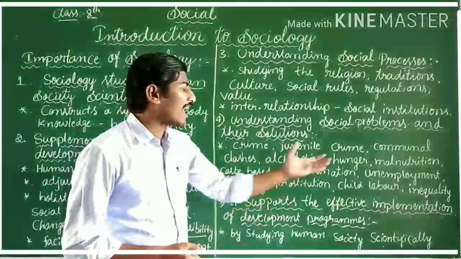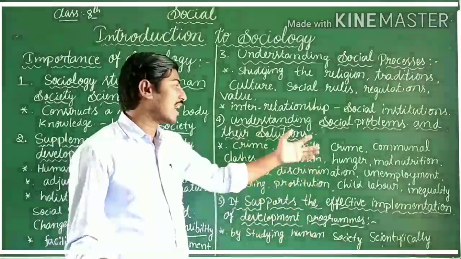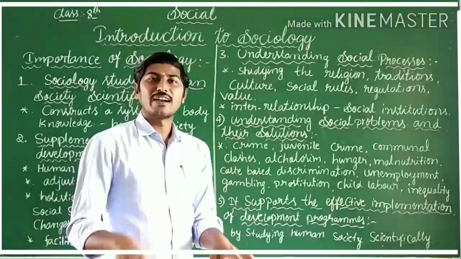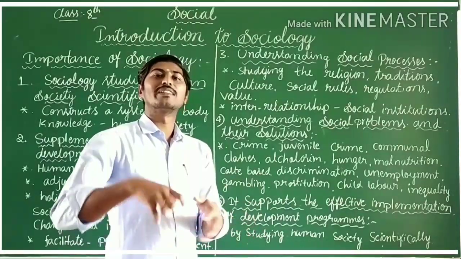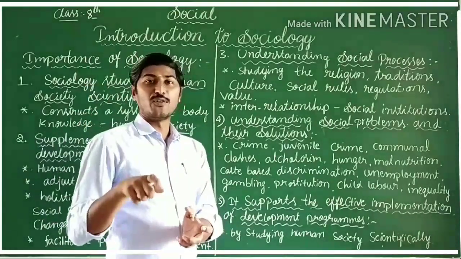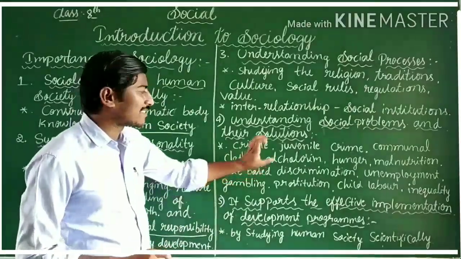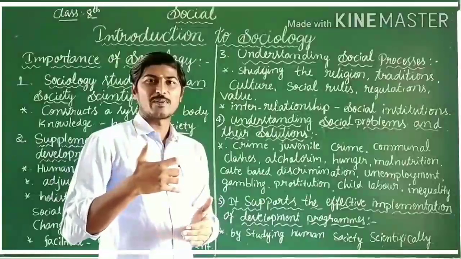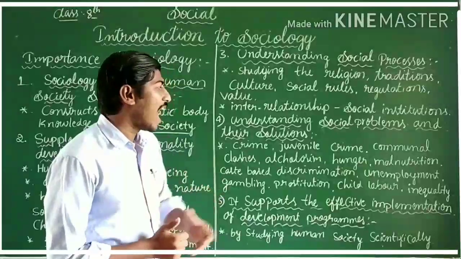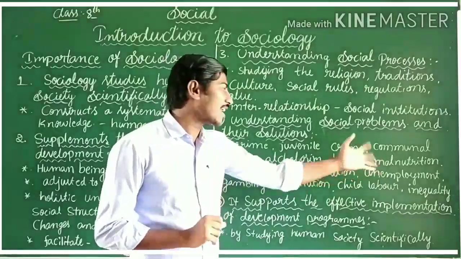Alcoholism, drinking, and hunger. Nowadays there are so many poor people who die from hunger in society. Hunger, malnutrition. Nowadays children and people are not getting sufficient, nutritious food in society, so we are facing the malnutrition problem. We also face caste-based discrimination, gender-based discrimination, and unemployment. This is the biggest problem in our society, unemployment.